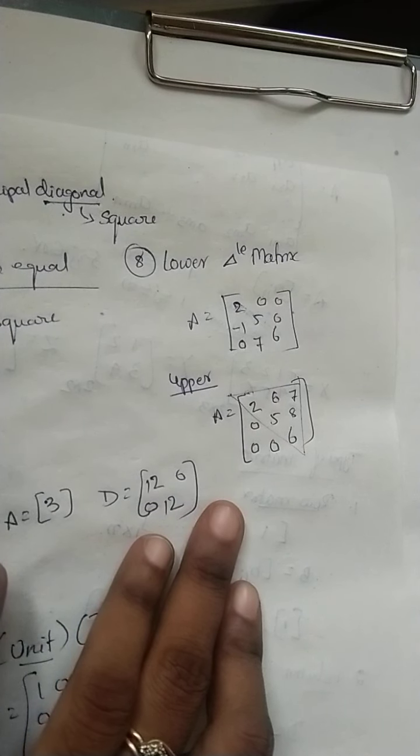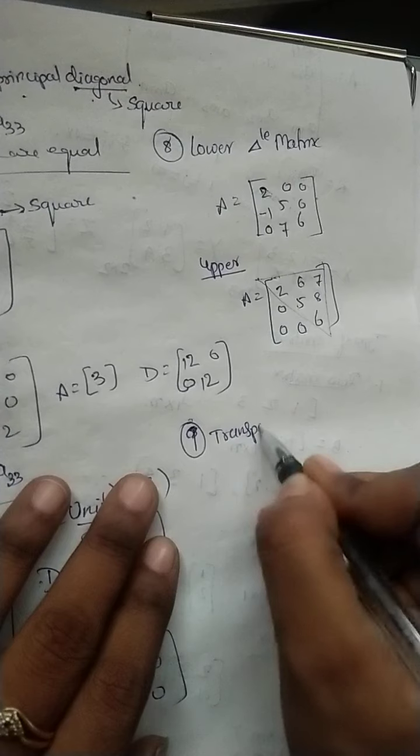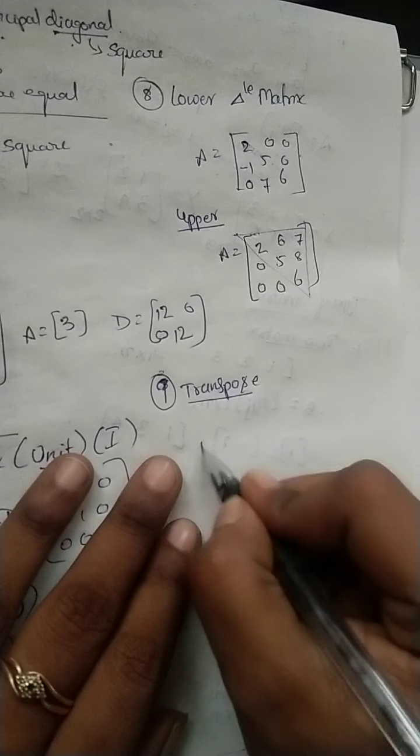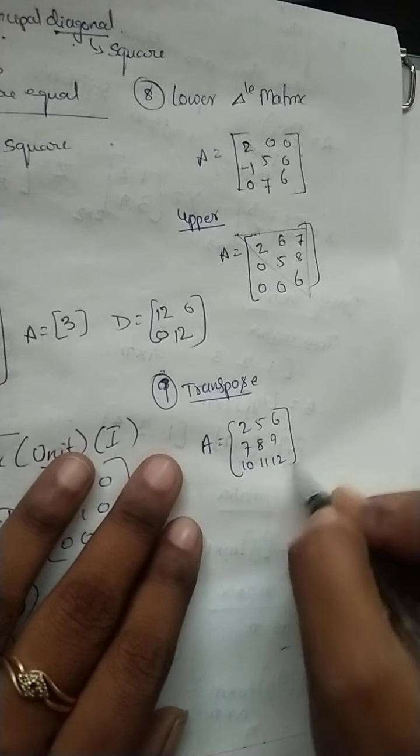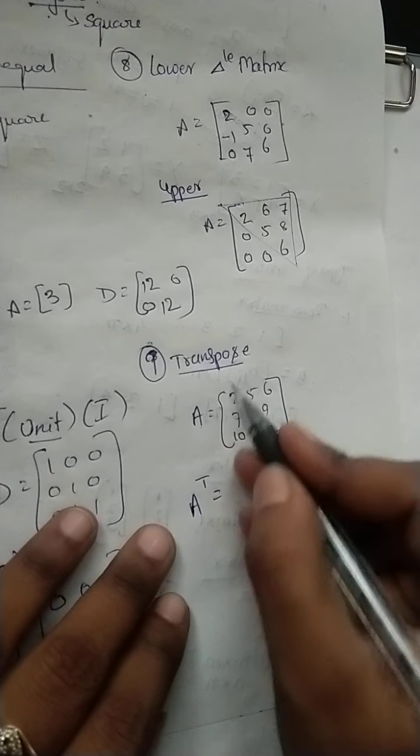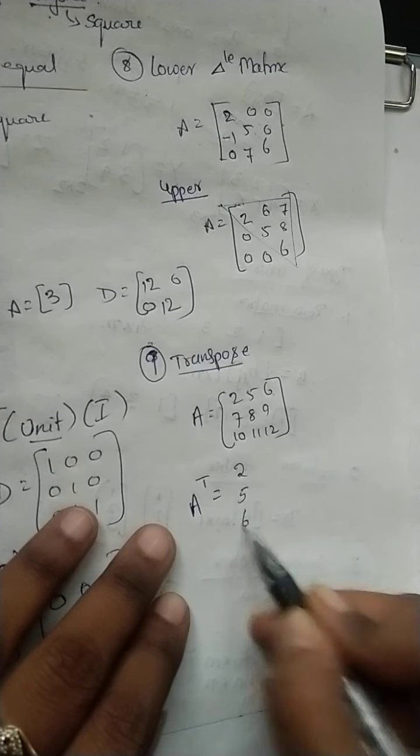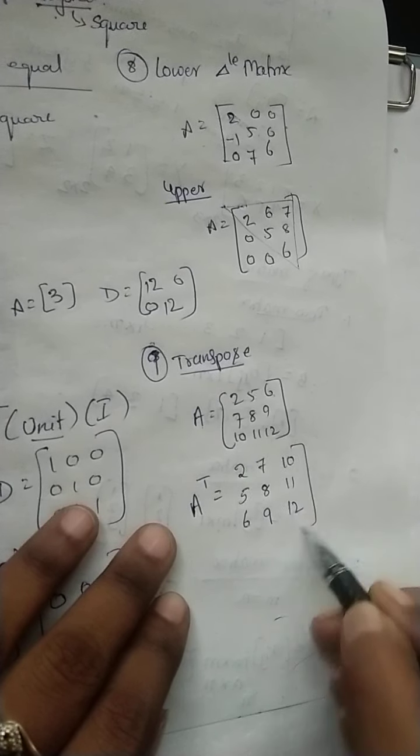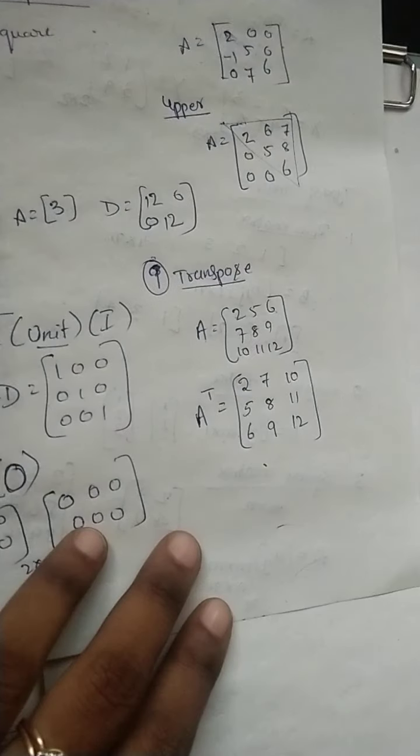Next comes the transpose of a matrix. The transpose of a matrix is obtained by interchanging the rows into columns. Consider a matrix 2, 5, 6, 7, 8, 9, 10, 11, 12. This is A. The transpose of the matrix is represented by A^T, interchanging rows into columns. Here I am writing the first row elements 2, 5, 6 as the first column, the second row as the second column, and the third row as the third column. This is called a transpose.